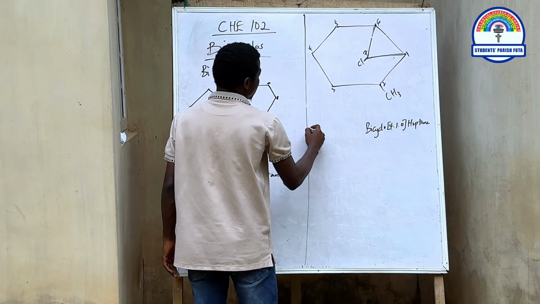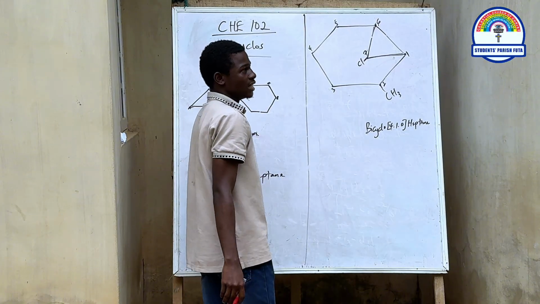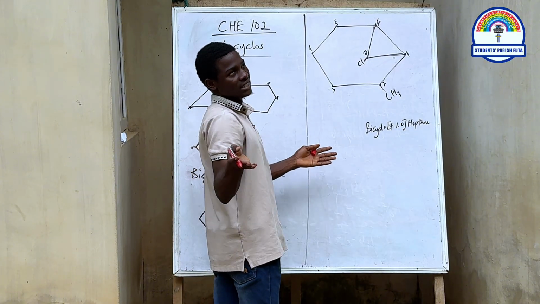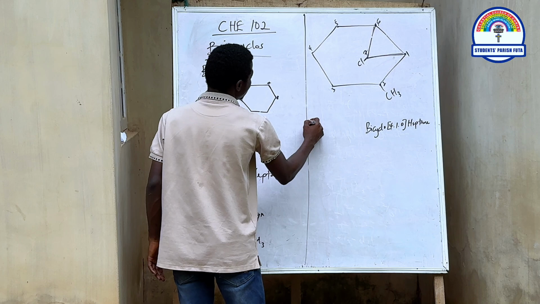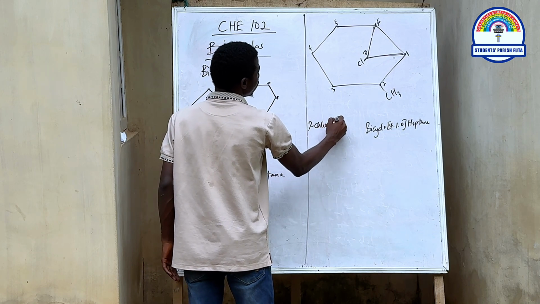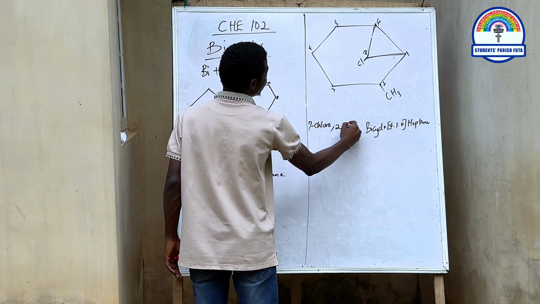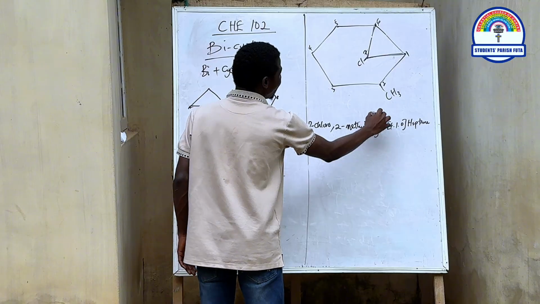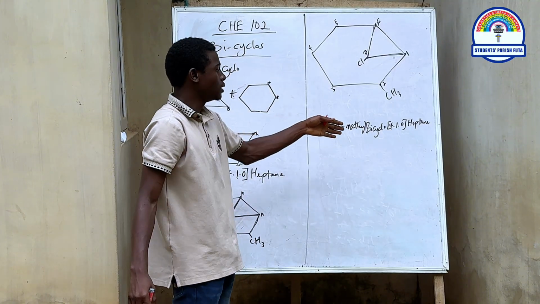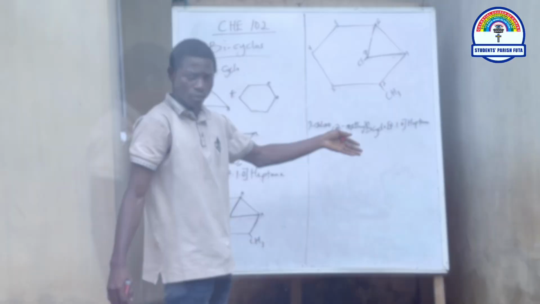So this one goes with methyl and chloro. Which one comes first alphabetically? C, chloro; M, methyl. So chloro comes first. Position of chloro: 7-chloro, 2-methyl, bicyclo 4.1.0 heptane. Are we good to go?